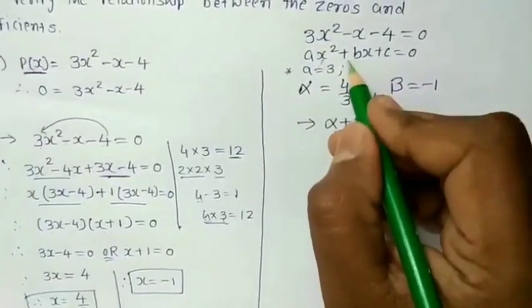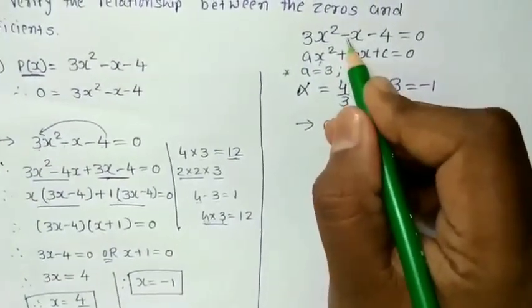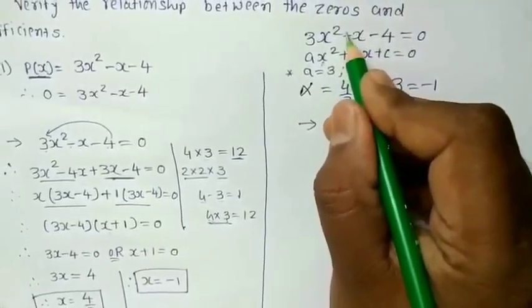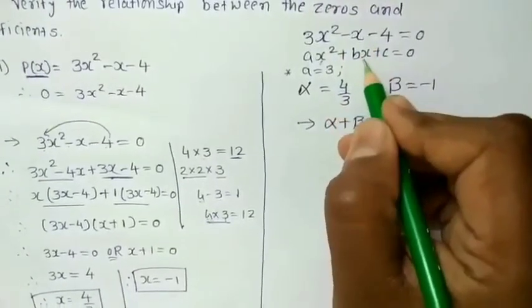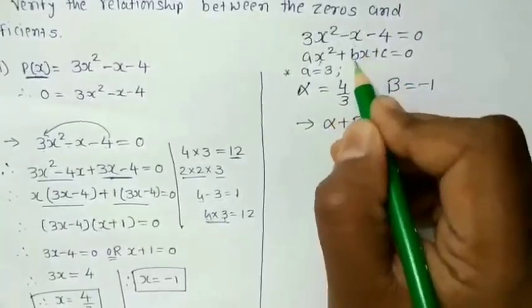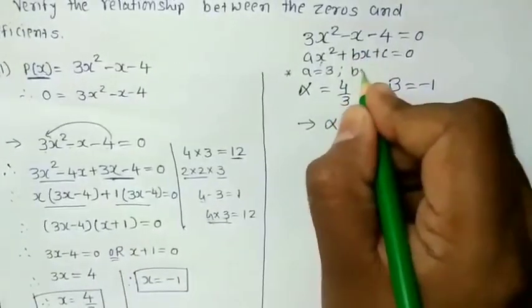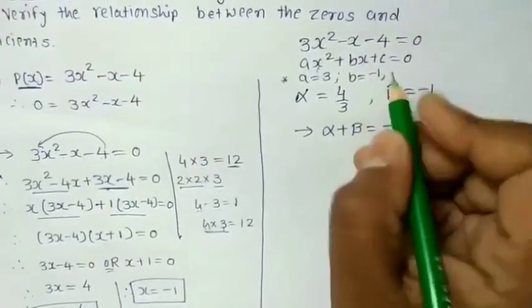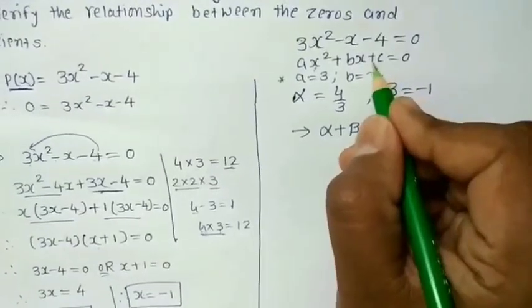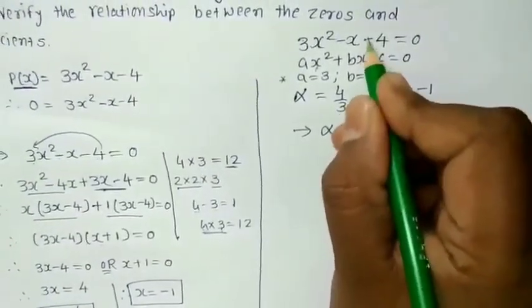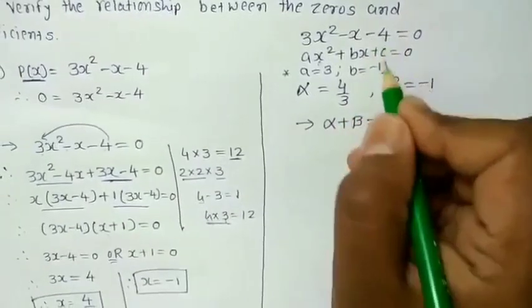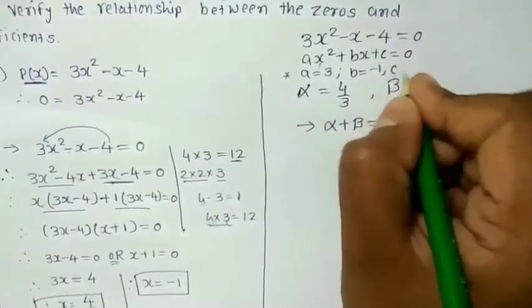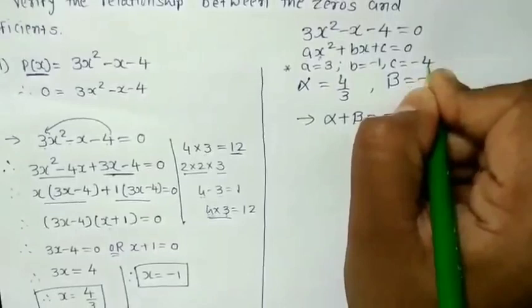Compare this to plus bx, but here it is minus, which means I can write it as plus minus 1 into x. So x would be the same. So b is equal to what? I should write b is equal to minus 1. What is the value of c? In a similar way, here it is plus sign, so plus into bracket minus 4 I should write. So I can say that c is equal to minus 4.